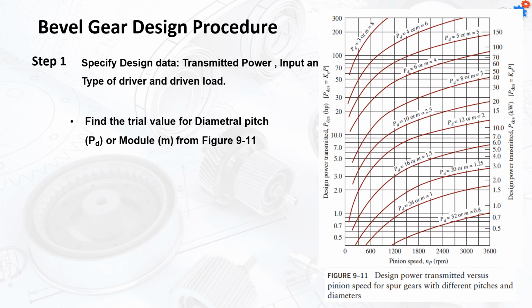Once again, we explained this one earlier, but we need to know the pinion speed in RPM. Then we go to the design power. If we go to the right-side y-axis, we can use the power in kilowatts. And if we go to the left y-axis, we use the power in horsepower. So simply decide the pinion speed according to the specification of your design, intersect it with the line based on the power, and then you can find the PD value or the M value for your system.